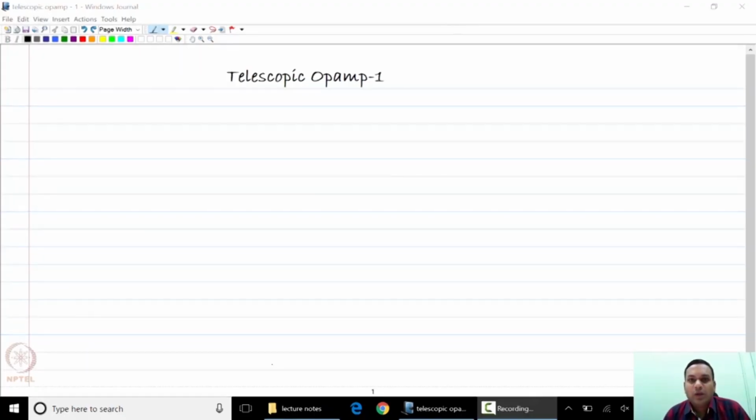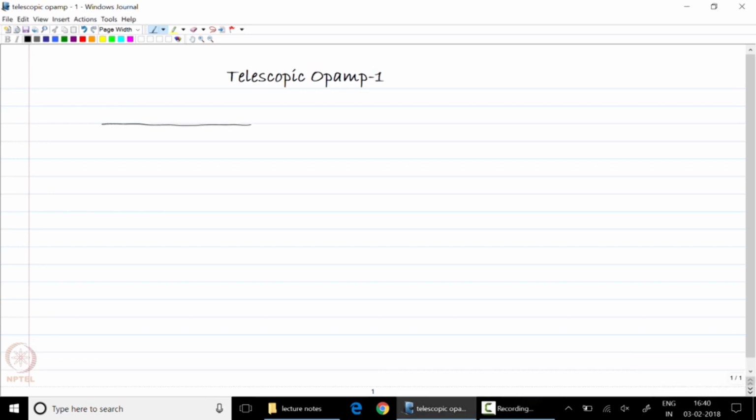In this lecture, we will look at another type of one-stage op-amp called the telescopic op-amp. Now, let us first start with the original one-stage op-amp and see how we can improve upon it even further.